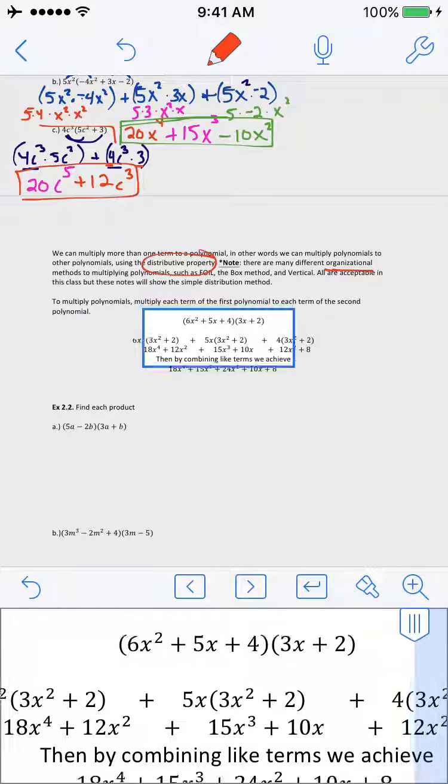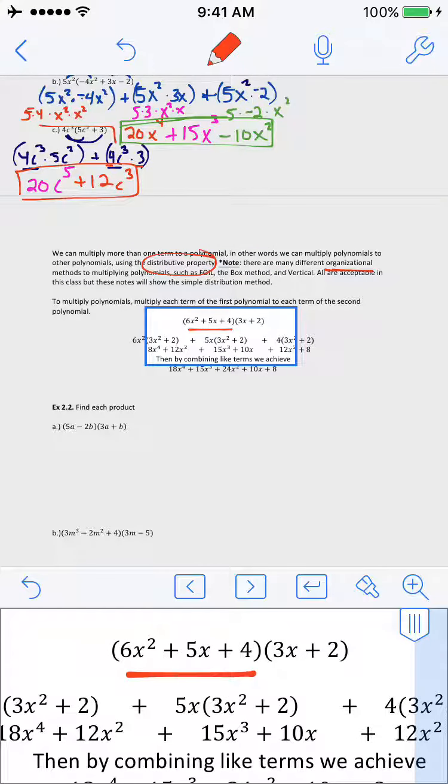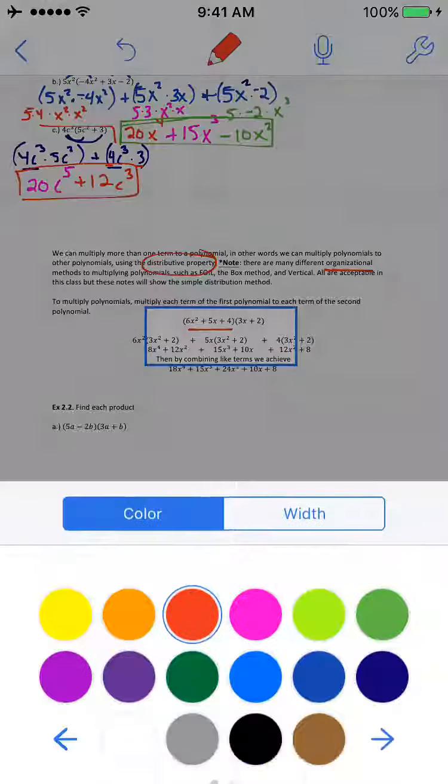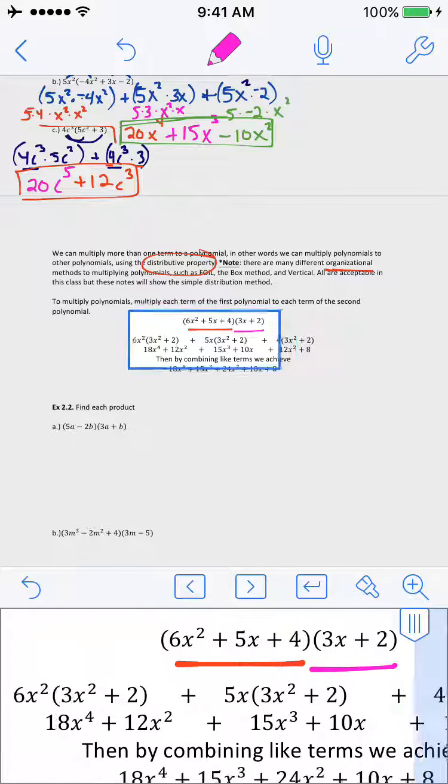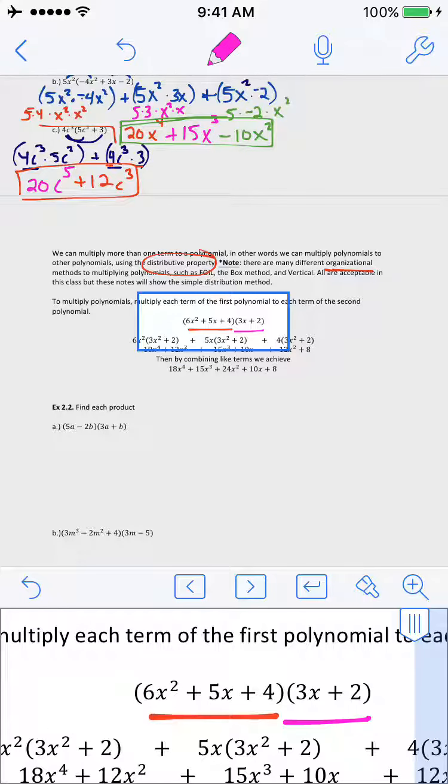So let's take a look at this one right here. I've got this nice trinomial, right? 3 terms being multiplied by this binomial. I'm actually going to use some different colors to illustrate this point. Multiplied by this binomial, okay? The idea is let's take every single term in the trinomial, every single term in the red, and multiply it by every single term in the binomial, or every single pink term. And that's what they've done here.